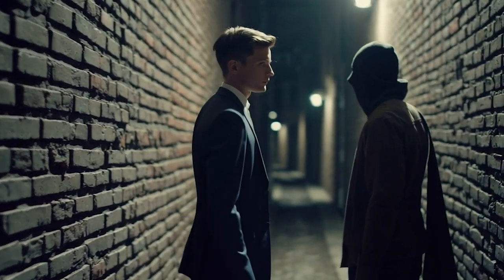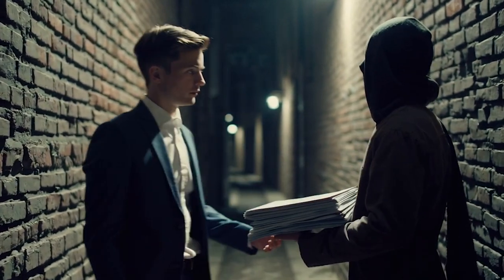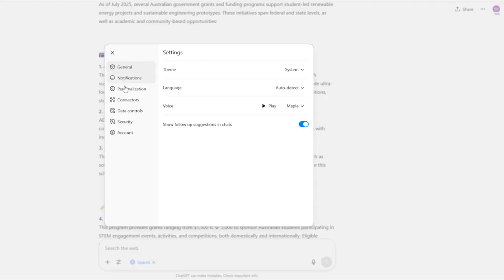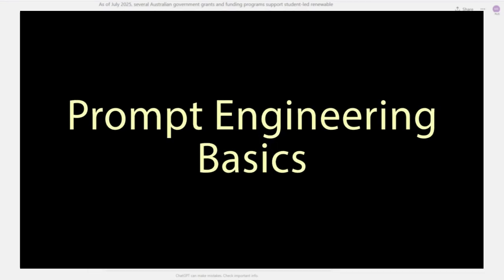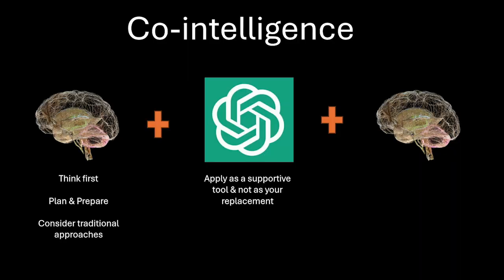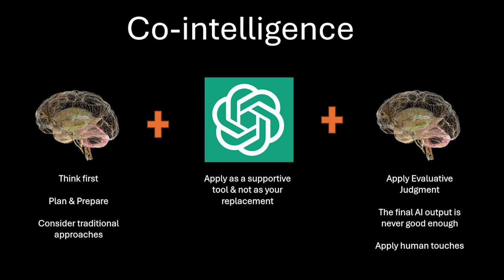Most important when it comes to project work is to ensure that you're not going to upload any information that should not be shared. Regardless, it is always good habit to go into the settings and turn off training. This will ensure that anything that you upload or prompt will not be used to train the model to benefit others. The application of co-intelligence is important because the AI is to support you and not replace you. This will support your prompting decisions and ensure the quality of your final work.